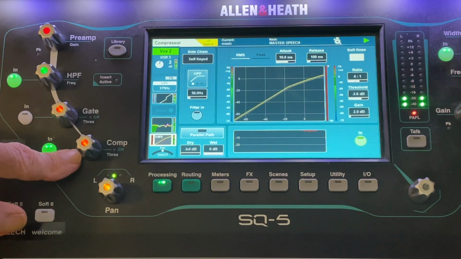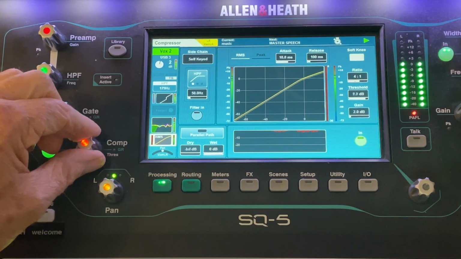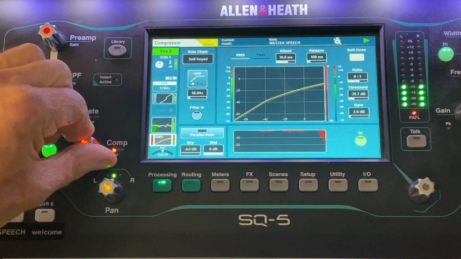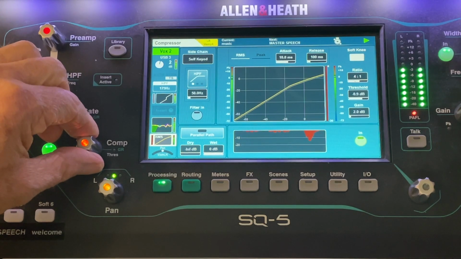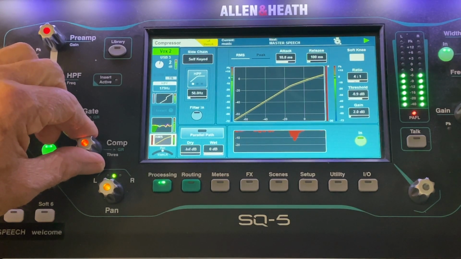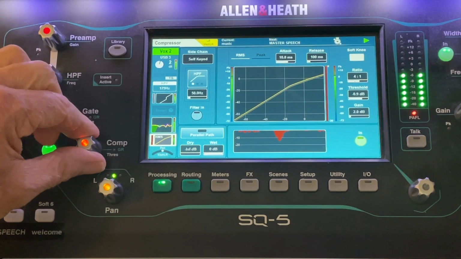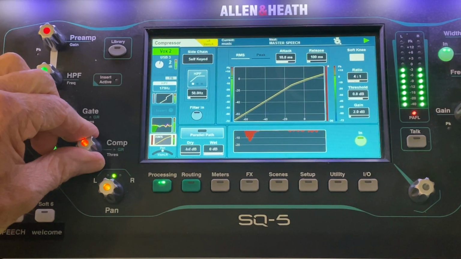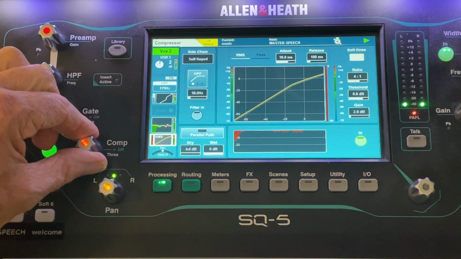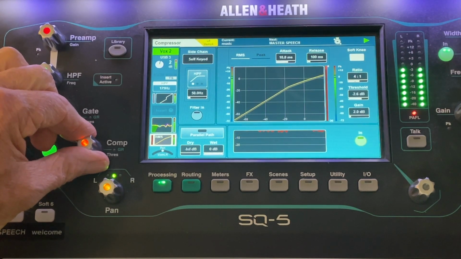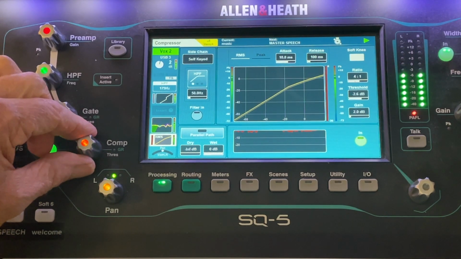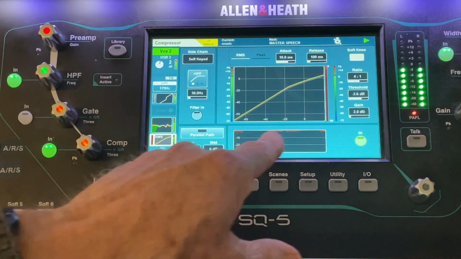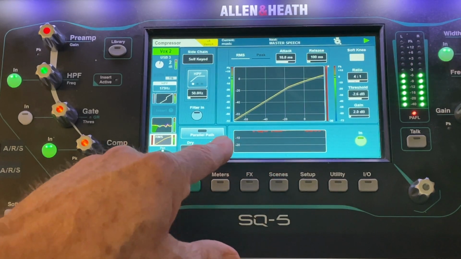Using the compression rotary, we now adjust the threshold. You can see the yellow line on the graph going up and down. And we adjust that until the histogram just begins to show when the speech level is normal for that speaker. So what we'd like to see is just a tiny little bit of red at the top of the graph there. So that shows that we're compressing, from time to time, we're compressing 2 or 3 dB.